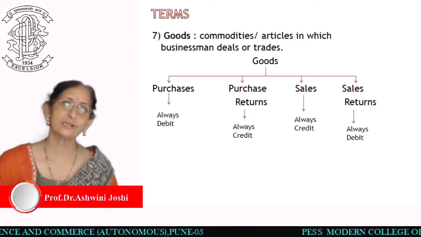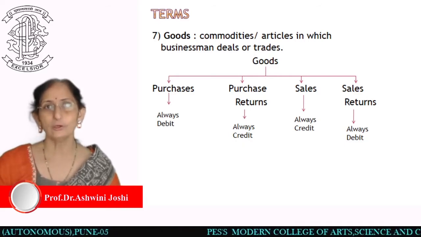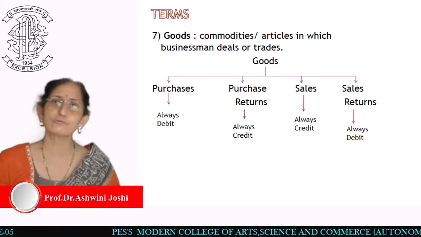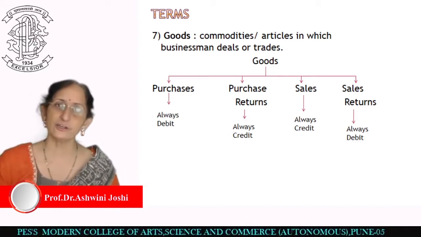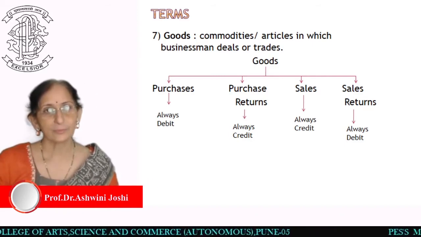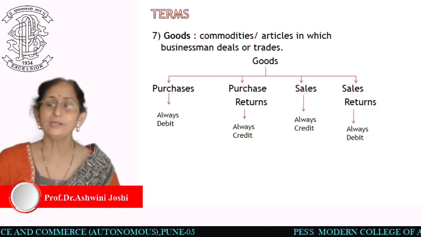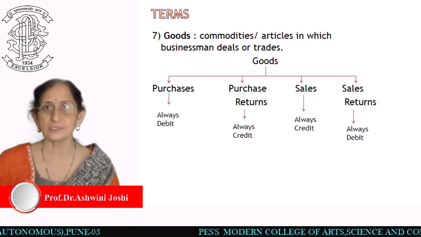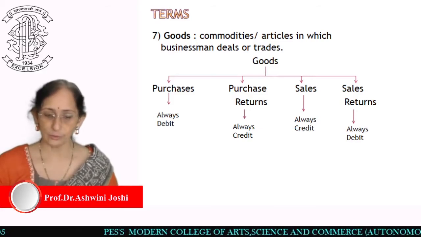So many times, when you are in the first year of your learning process, students feel that goods account is the common account used for all these four transactions. But many times students get confused because even when goods are purchased, there is debit, and even when there are sales returns, there is debit. So it is always better that you use the terms purchases, purchase returns, sales and sales returns, so that you will have clarity. Okay.